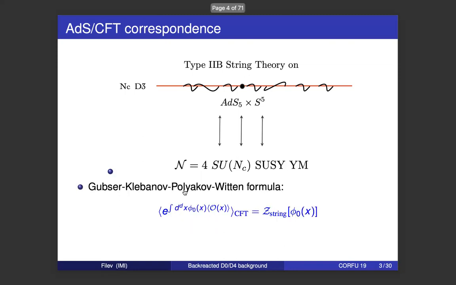Now, as soon as Maldacena proposed this correspondence, a formula was proposed which allows you to extract quantitative information from the correspondence. The idea is to consider the partition functions in both theories and to say that they're equivalent. On the left-hand side is the generating functional in the quantum field theory. On the right-hand side is the tree-level diagram of scattering of a scalar field in supergravity.